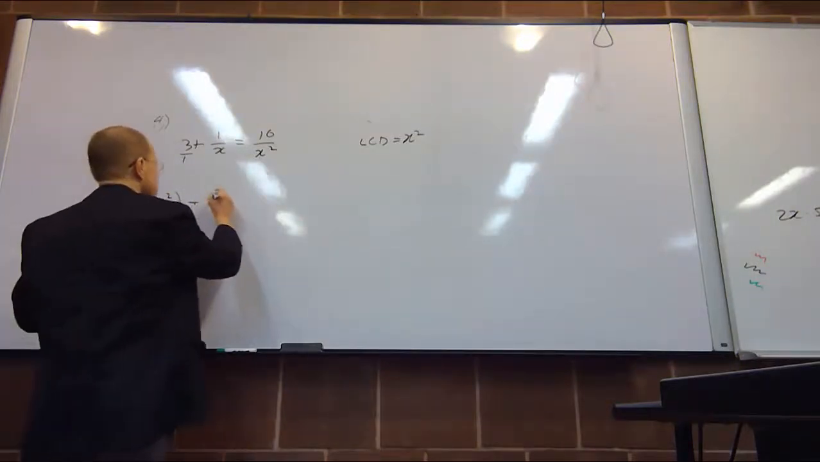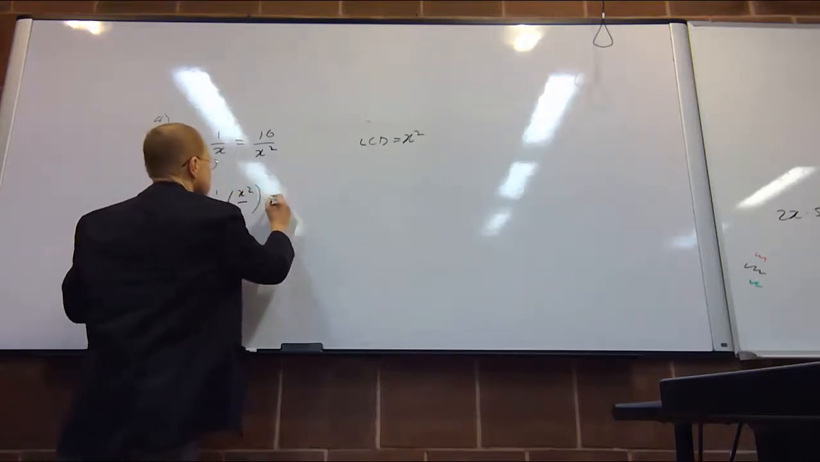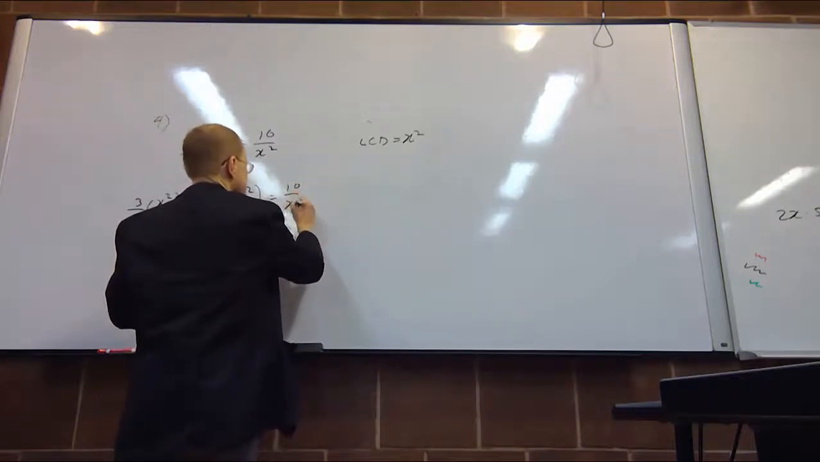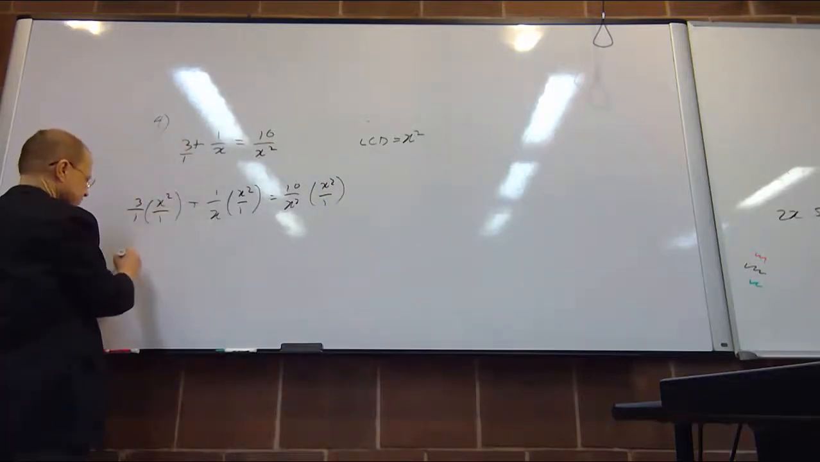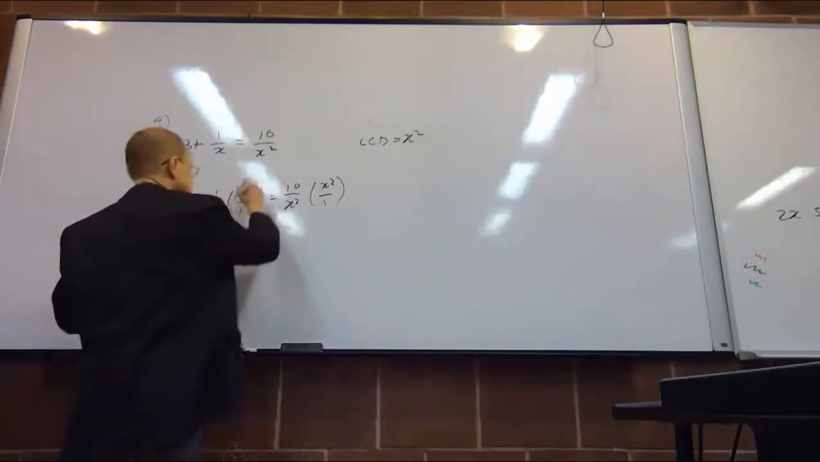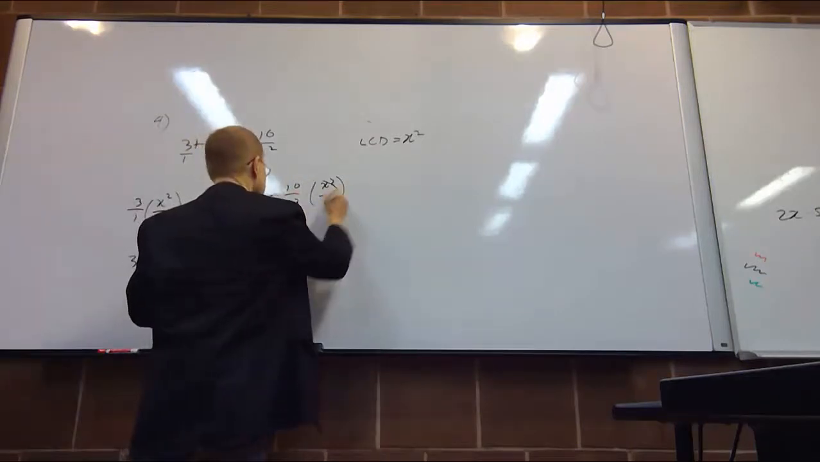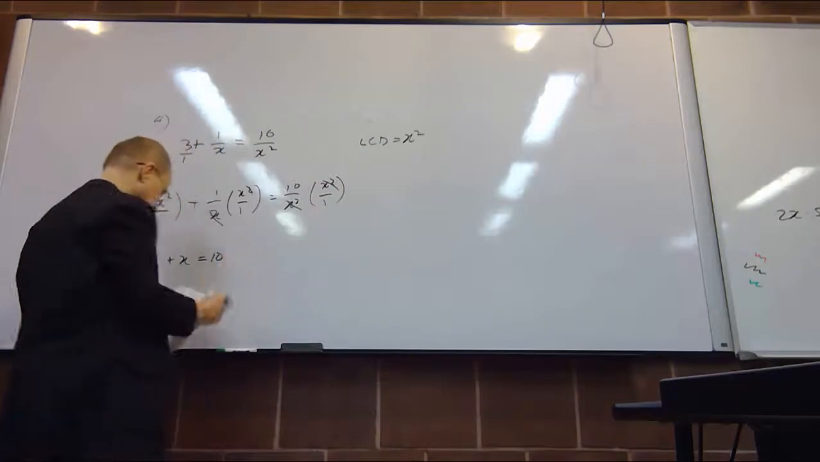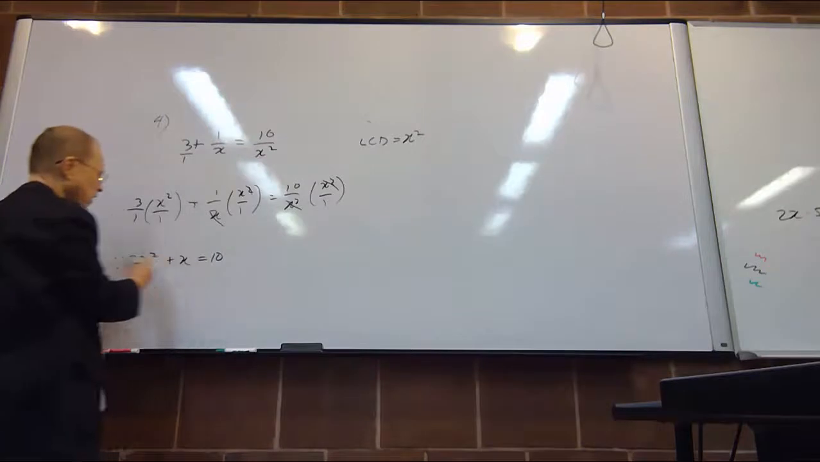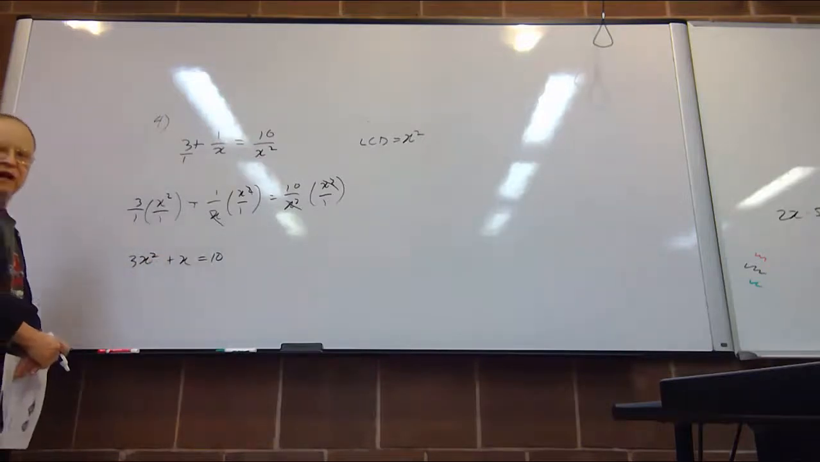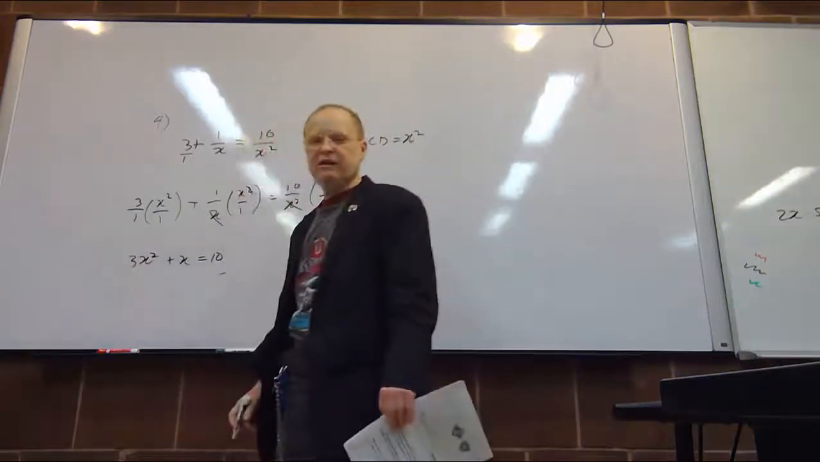So as before, multiply through x squared over 1, and then this is okay. This one we got rid of one of the x's, and this one is equal to 10. So we end up with something that looks like this. Now, of course, in order to solve this, as we learned earlier with quadratic equations, we have to put this into standard form.